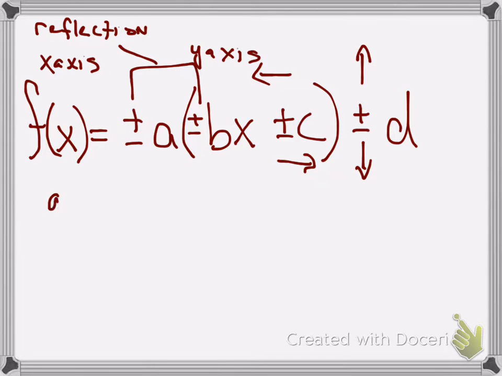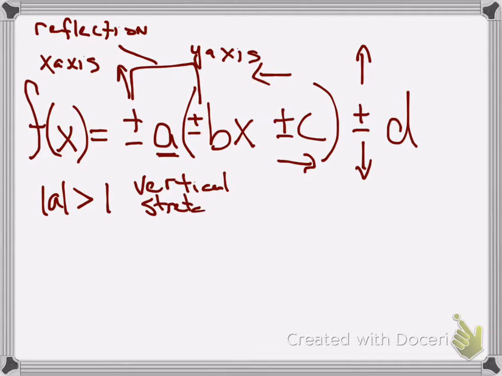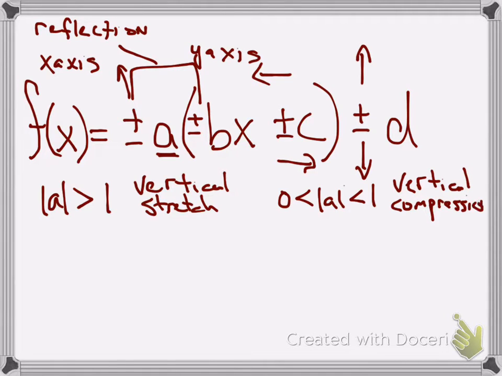Remember, the absolute value of A is greater than 1. When I'm looking at this, I'm not looking at the sign. The sign is what I only worry about for the reflection. If A is greater than 1, it's a vertical stretch. If it's between 0 and 1, it's a vertical compression. Okay, so we've got that. I ran out of space, but there you go.